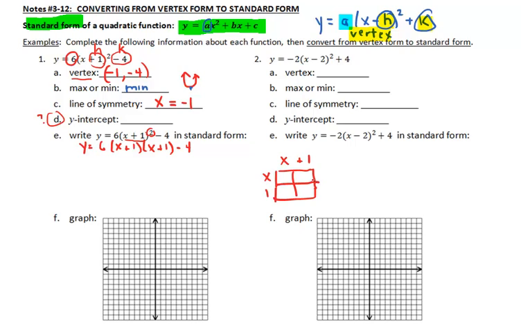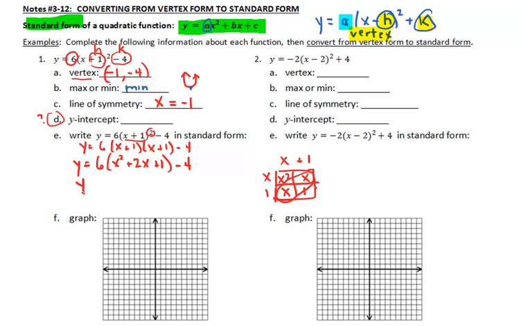Alright, and when I multiply those together, I get x squared, 1x, 1x, and 1. And remember, these two add together to make 2x. So now I have y equals 6 times x squared plus 2x plus 1. And I got to subtract 4. Now before I can subtract 4, I still have to distribute this 6 in.